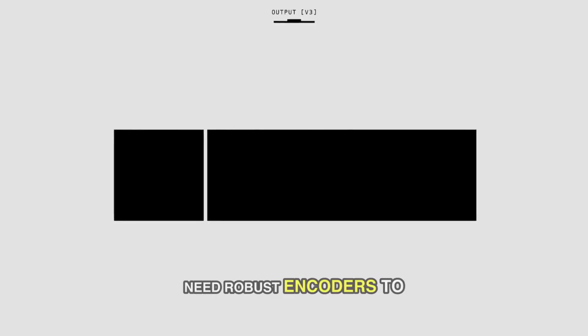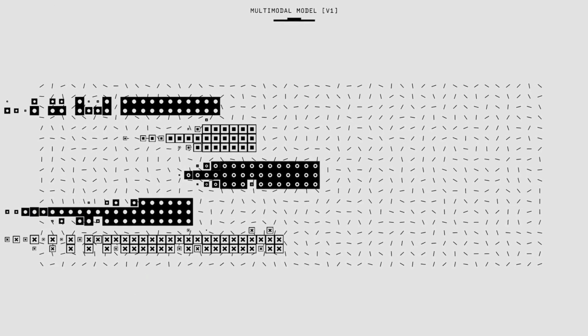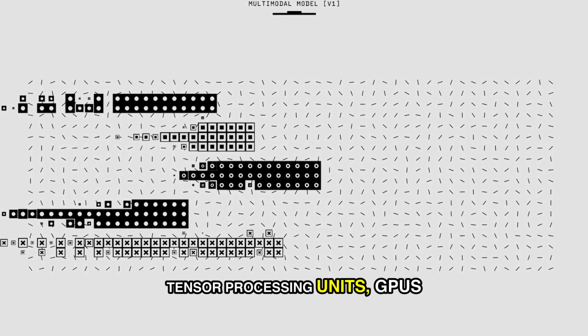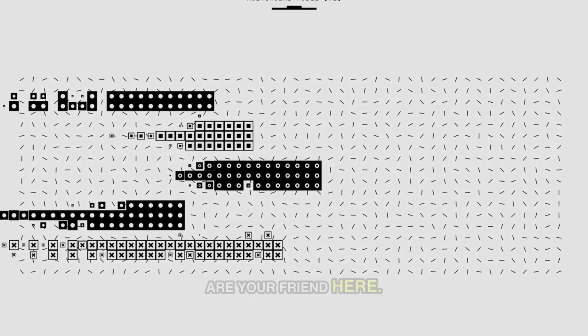For multimodal input like images, you need robust encoders to convert visual data into the model's token space before moderation begins. This is where the hardware choice matters. To run a 3B parameter model efficiently, you need optimized tensor processing units. GPUs are your friend here.